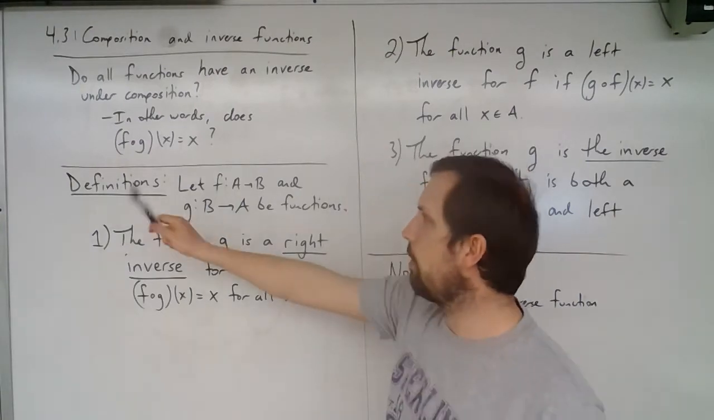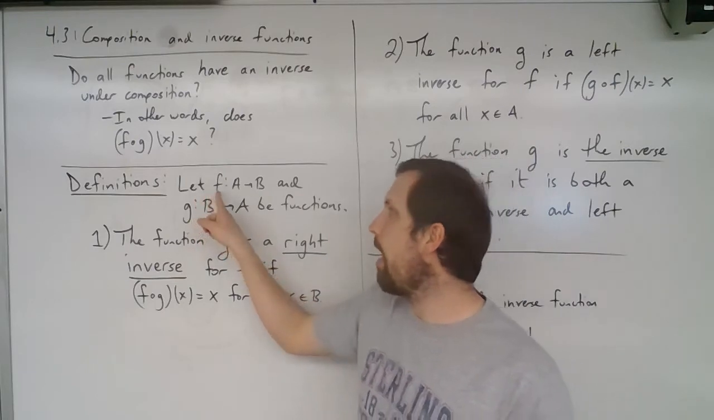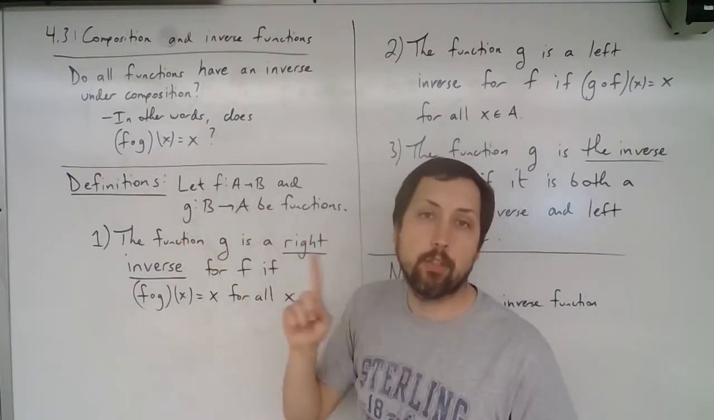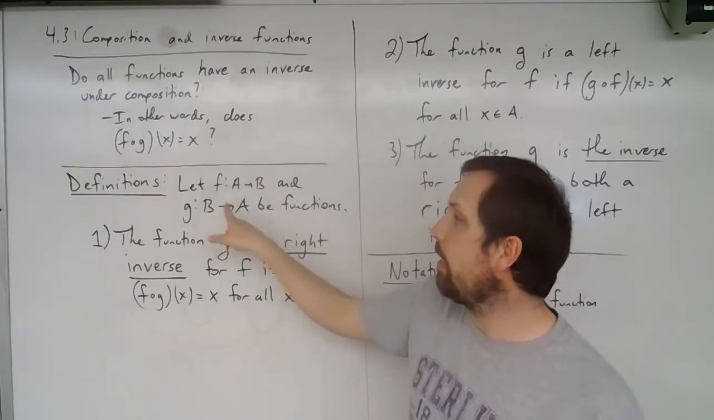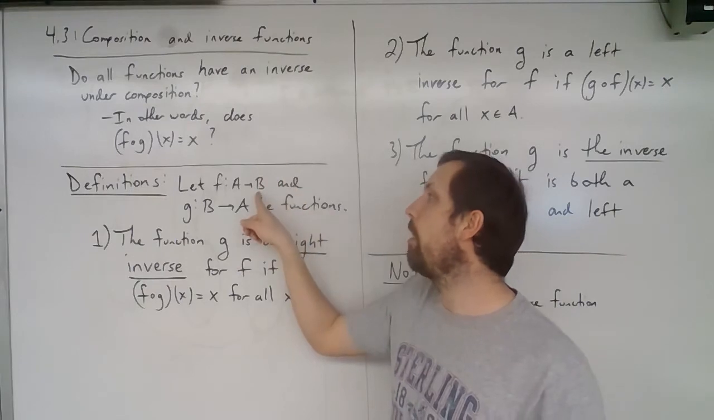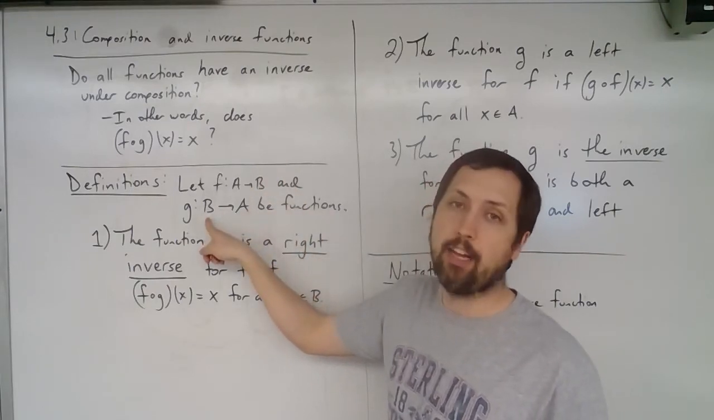Our definitions that we want to take a look at now: F is going to map things from A to B, and G is going to map things from B to A. Notice that the domain of F is the same as the codomain of G, and the codomain of F is the same as the domain of G.